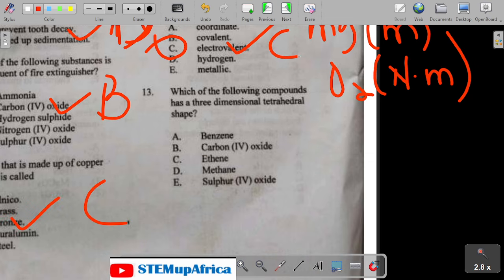Now look at number 13. Which of the following compounds has a three-dimensional tetrahedral shape? The three-dimensional tetrahedral shape is methane. Methane has a tetrahedral shape. If you write WAEC, this question also appears in WAEC; it's methane, tetrahedral shape.